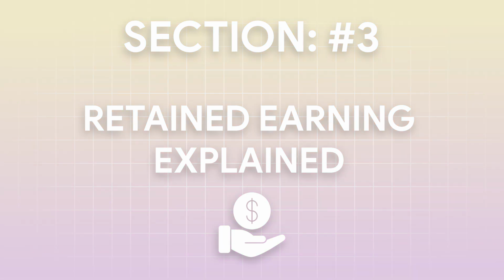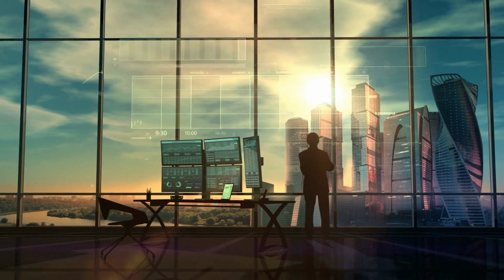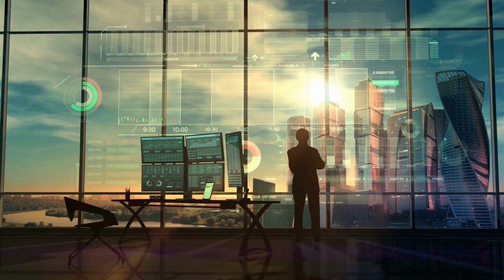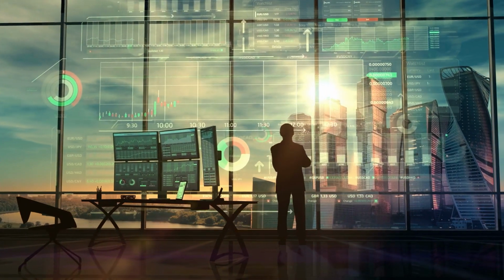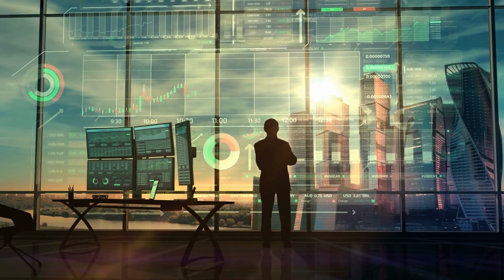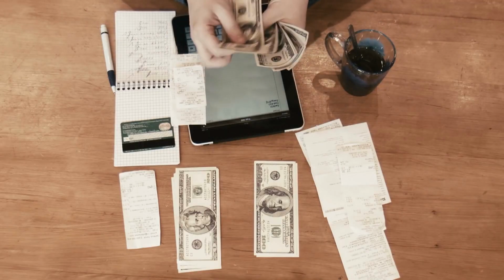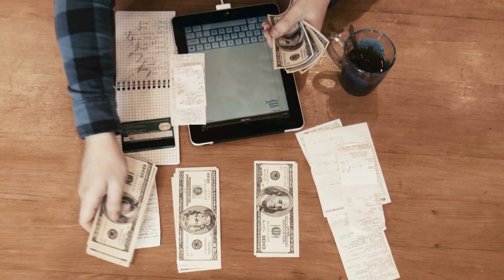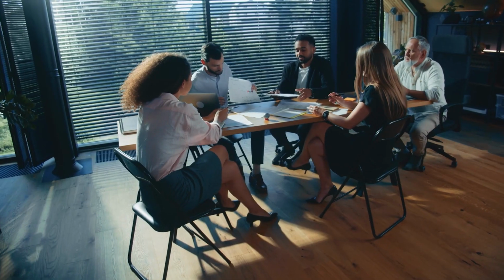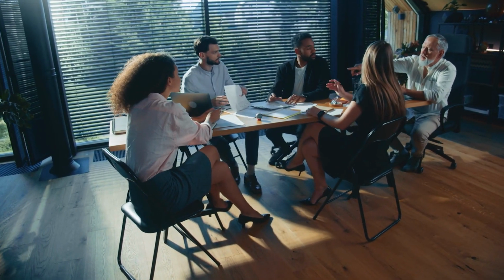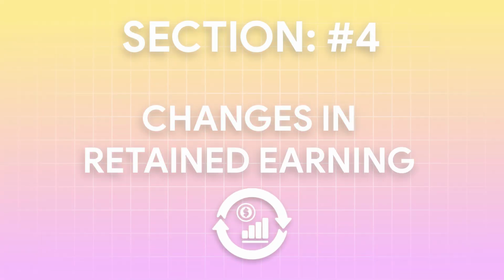Section 3, retained earnings explained. Now, retained earnings represent the accumulated net income a corporation has earned over its lifetime, minus any distributions to shareholders in the form of dividends. Dividends are payments made to shareholders from the company's net income. Generally, shareholders have the right to receive dividends based on their ownership percentage.